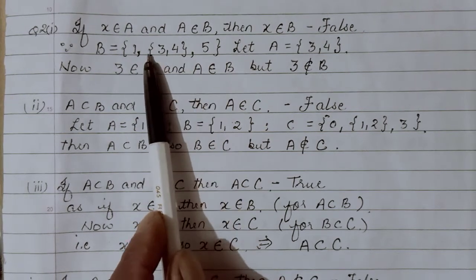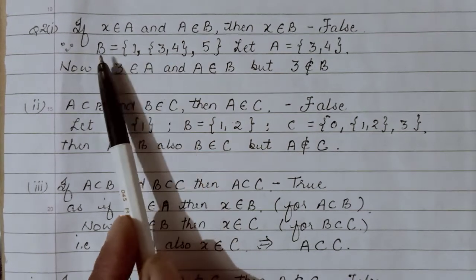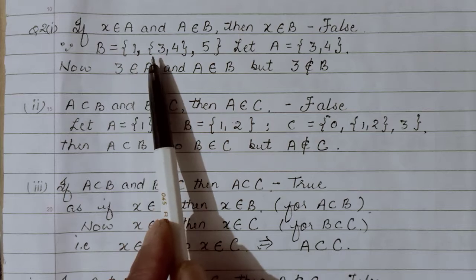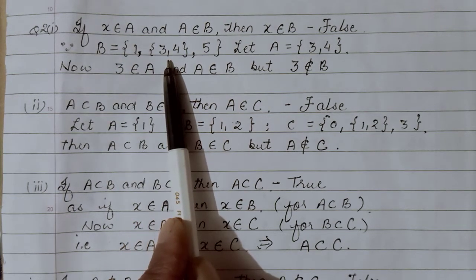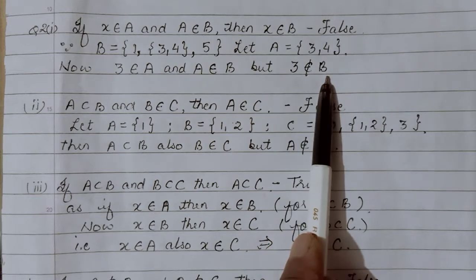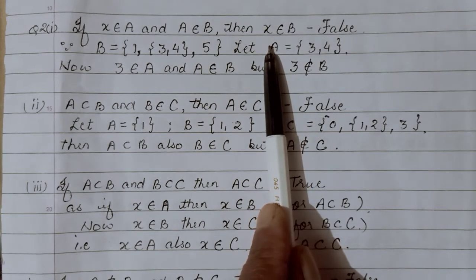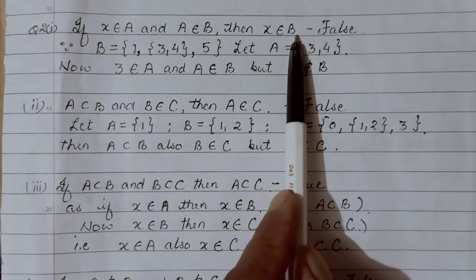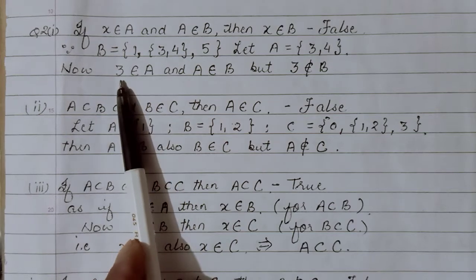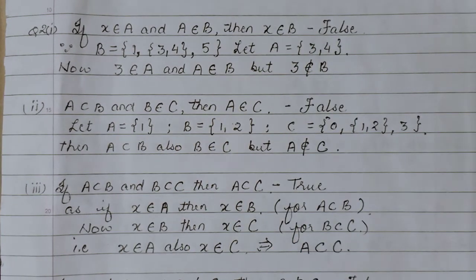Okay, this whole set A will be called an element of B; this is an element of set B, but 3 is not an element of B. So there are 3 entries, as I said, in the set. You have to understand that. So 3 is not an element of B. This is going against the statement said here, that if X belongs to A, then X will also necessarily belong to B. So we can see 3 belonging to A but not to B. Hence this statement is false.